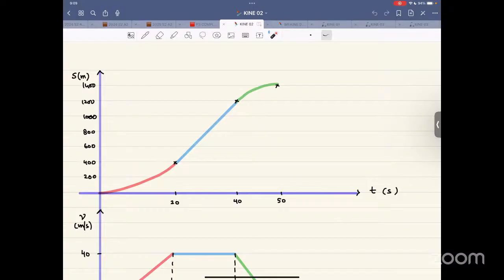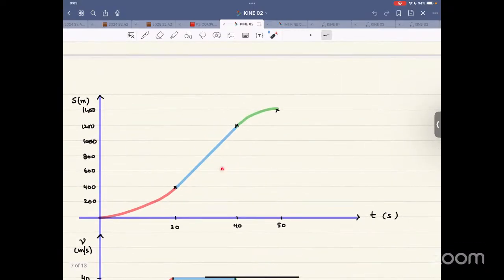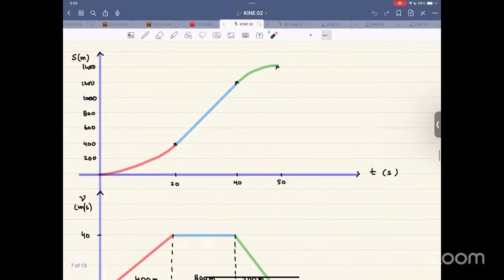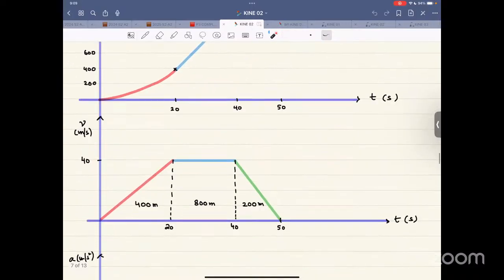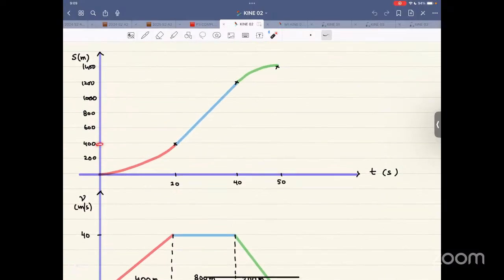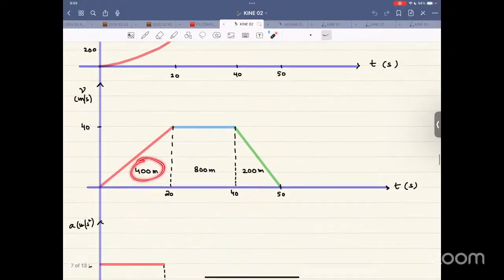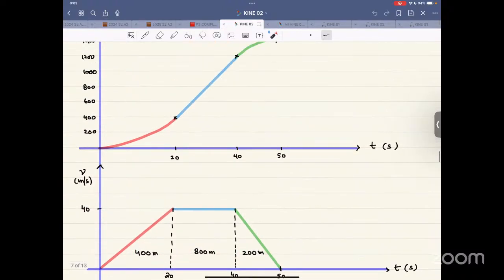Another thing is, if this is the displacement time graph, this is a separate question. For example, if there is a displacement time graph where in the first 20 seconds, 400 meters are covered, in the next 20 seconds another 800, and in the last 10 seconds 200. So this is 400, this is 800, this is 200, and you can calculate V. And then that's how a velocity time graph is shown.